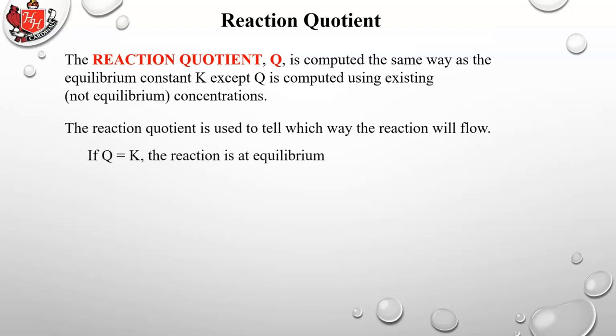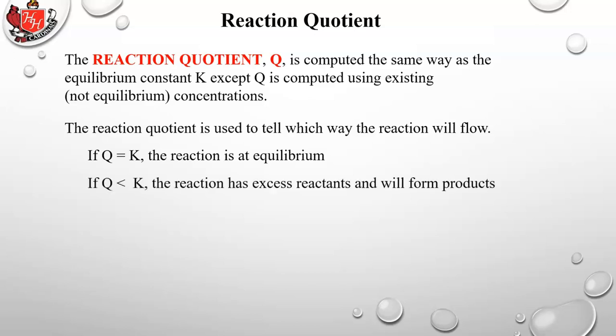So if Q is equal to K, the equilibrium constant, then the reaction's at equilibrium and it will stay there. If Q is less than K, what that means is the amount of reactants, the denominator, is too big for the numerator. There's too much reactant and not enough product. So the reaction is going to flow to the right, towards equilibrium. And that means that Q is going to increase until it equals K. So that is said to favor products. It's moving in the direction of products.